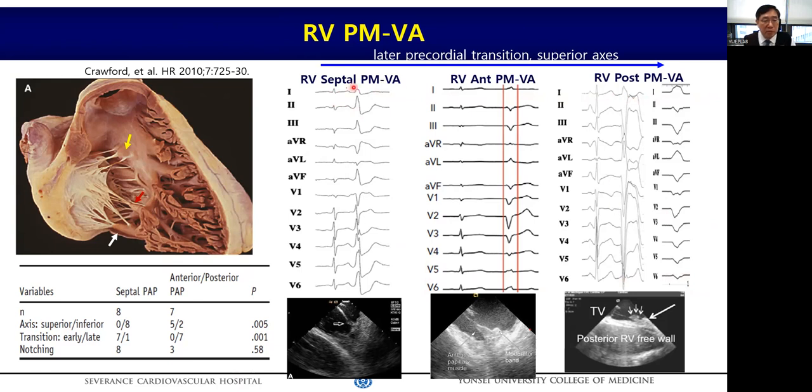Therefore, from septal to anterior papillary muscle and posterior papillary muscle, precordial transition appears to be later compared to septal to posterior papillary muscle. Look at the precordial leads, and QRS becomes wider. Also, axis changes from south axis to north axis, so you can appreciate precordial negative concordance and wider QRS, and superior axis, lead aVF negative in the posterior papillary muscle ventricular arrhythmia, compared to the RV septal papillary muscle arrhythmia, aVF positive.